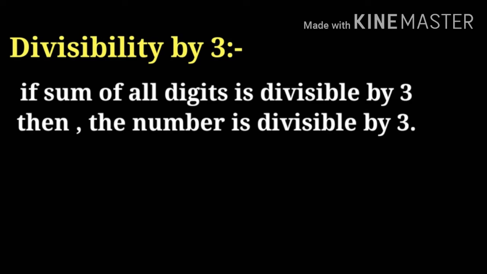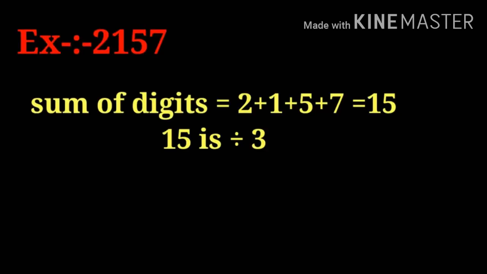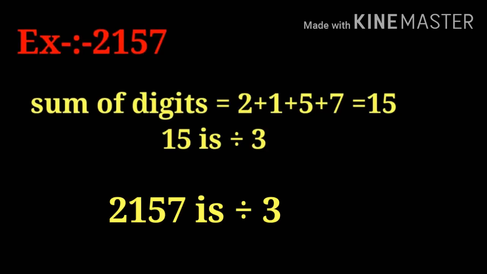Second one, how to check whether a given number is divisible by 3 or not. If the sum of all digits of a number is divisible by 3, then the given number is divisible by 3. Observe this example so you can understand clearly.